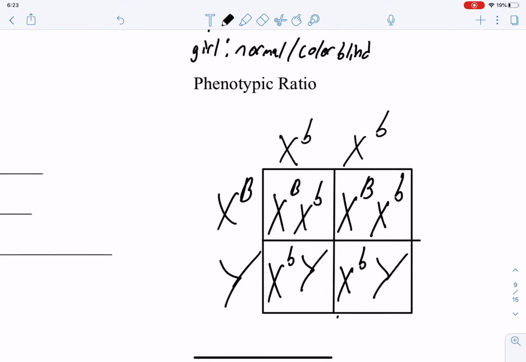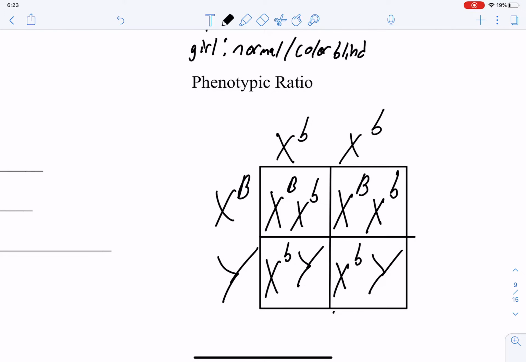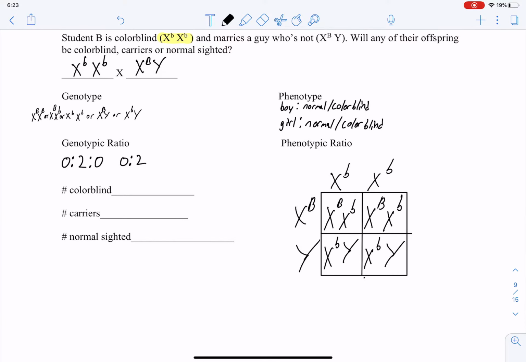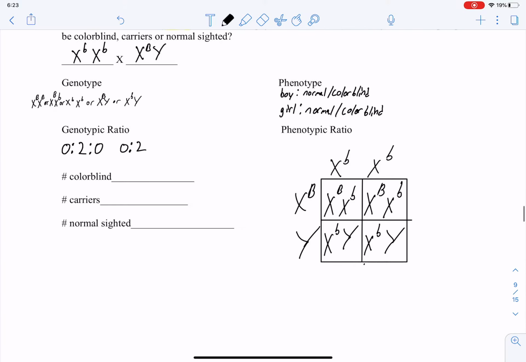And then we can see, okay, we have 2 girls and 2 boys, right? 2 girls are the top 2 squares, 2 boys are the bottom 2 squares. So the ratio, we have 0 homozygous dominant females. We have 2 heterozygous ones. 0 homozygous recessive. And then for the boys, we have 0 dominant and 2 recessive. Okay, so will any of their offspring be colorblind, carriers, or normal-sighted?